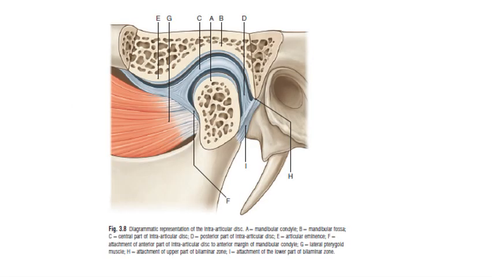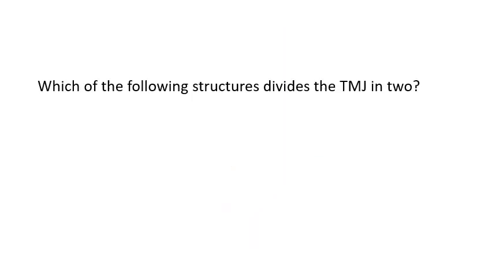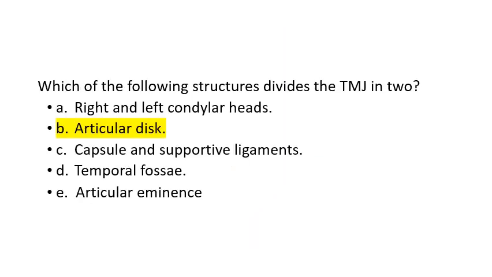So this is the temporomandibular joint, and this is the articular eminence of the temporal bone. We have the glenoid fossa in which we see the articular disc, and then we have the condylar bone. As you can see here, the articular disc actually divides the glenoid fossa into two compartments. The upper compartment is the upper joint space, and the lower compartment is the lower joint space. So the right answer to this question is that the articular disc divides it into two compartments.